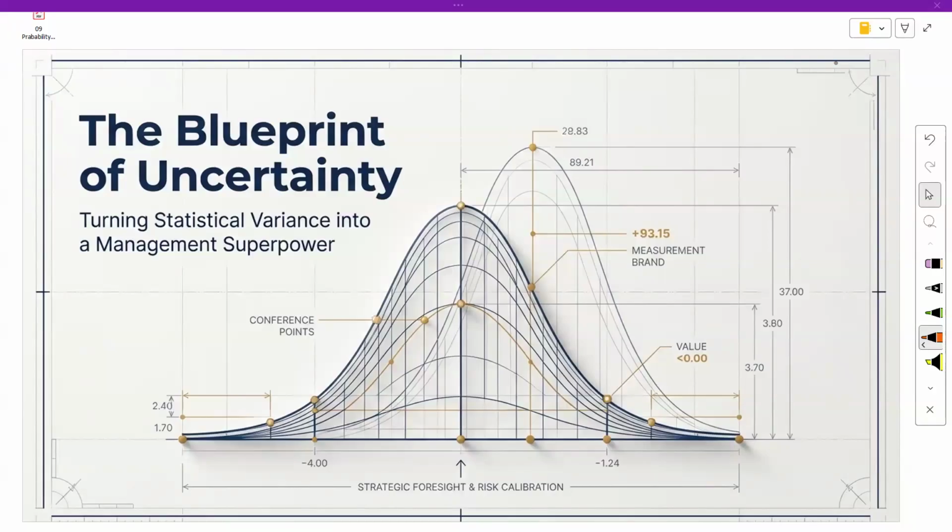Today we will discuss the business application of normal distribution, the blueprint of uncertainty. We are dealing with probabilities, turning statistical variance into a management superpower. How we can apply the mean, variance, and standard deviation for precise business predictions.